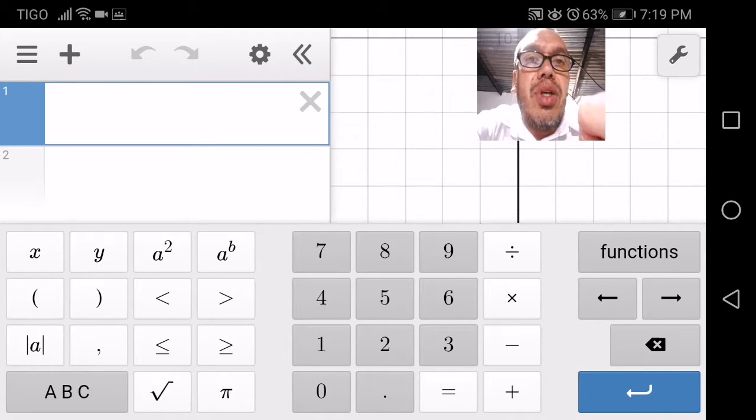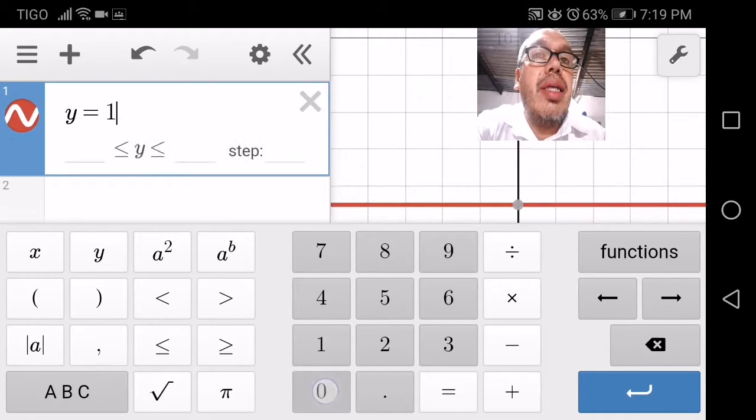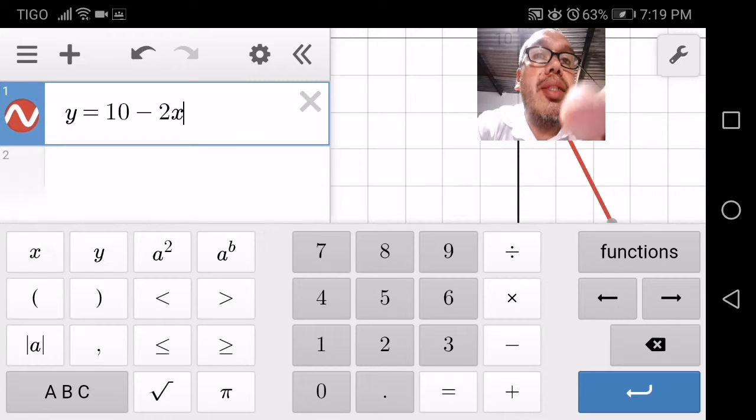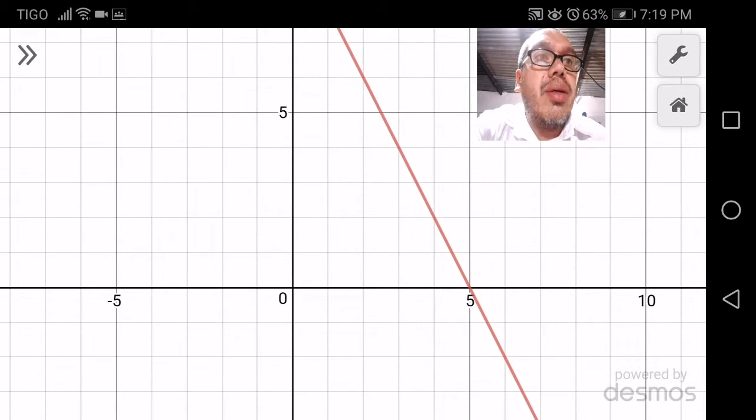First of all, we can start with a simple function like y equals 10 minus 2x. Now the usual variables that you're going to work with are x for the independent variable, y for anything else, or even some function like f of x, g of x, etc. So you see what we got here.